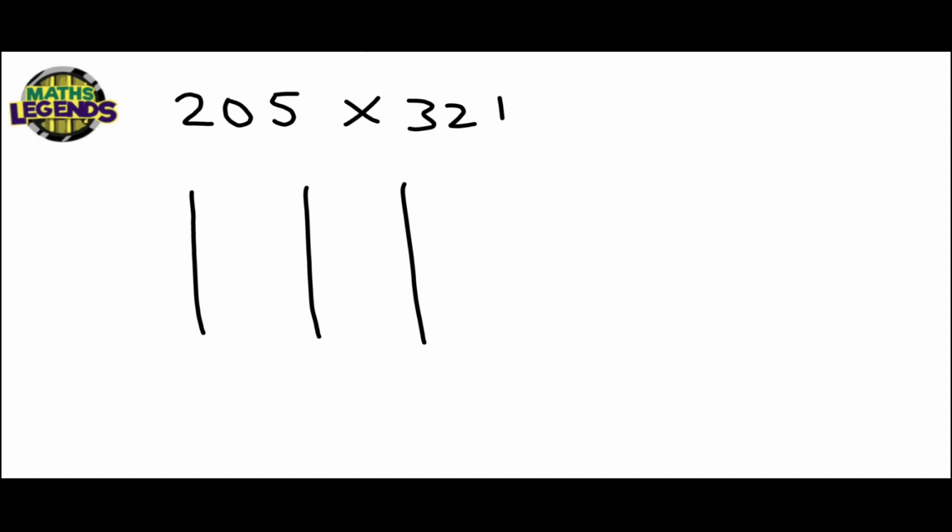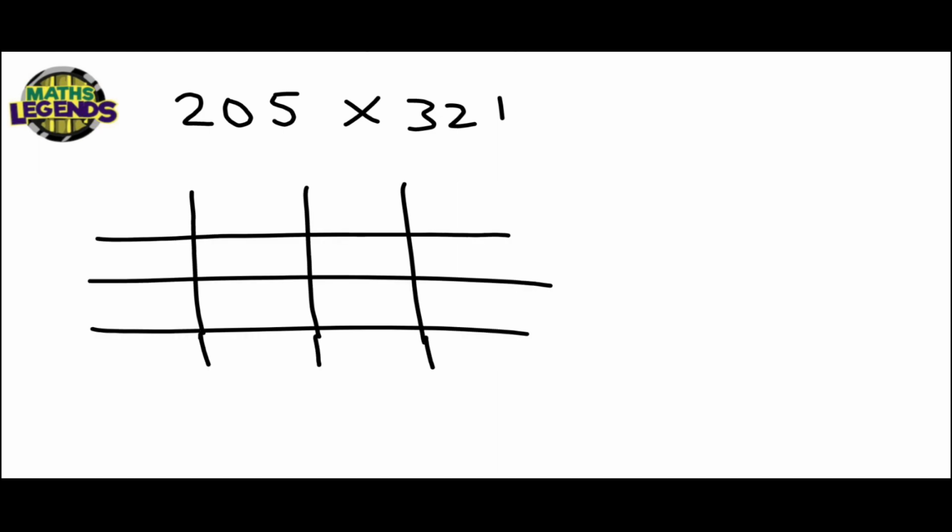Say we have the question 205 times 321. We have 3 digits in the first number, so we're going to draw 3 lines. And then we have 3 digits in the second number, so we're going to draw another 3 lines. And we're going to put a times in the top left. And then we write the numbers out as we did before.